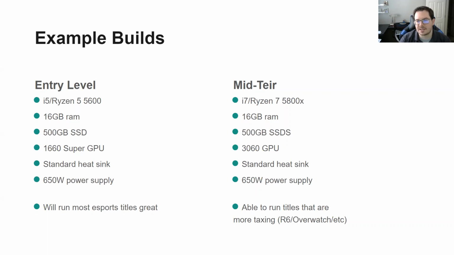But we would still, with a 3060, say that a 650 watt power supply is still good to go. And then, this is going to be able to run those more taxing games at higher visuals and give you that really good, solid, stable performance, with a higher end machine.